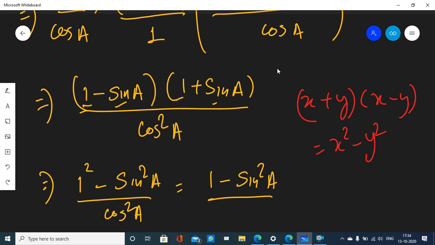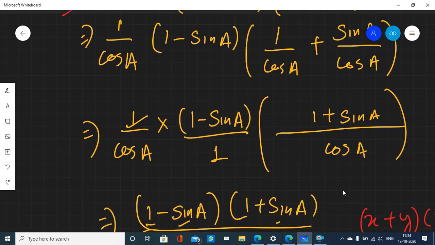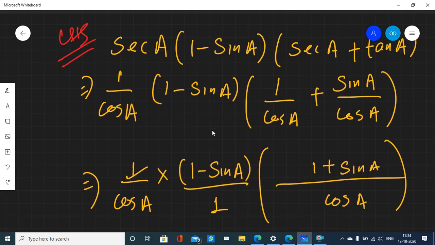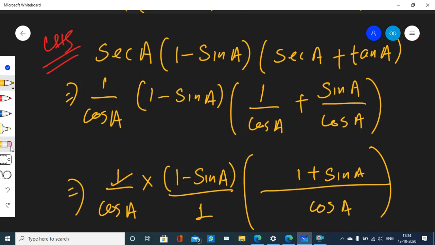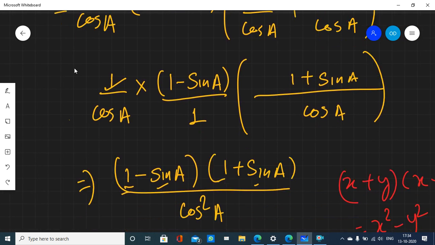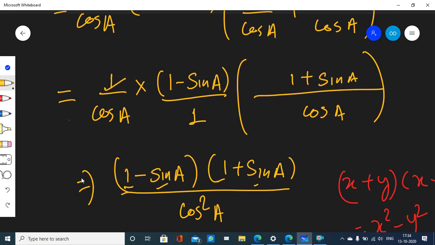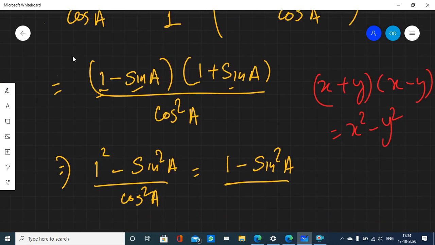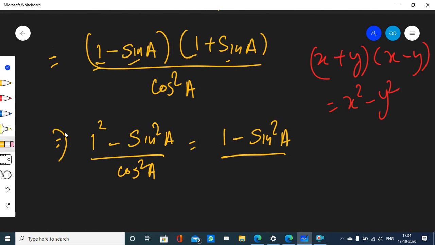Hey, why am I absent-mindedly putting implies marks here. No. You have to put equal mark. Absent-mindedly I'm doing this. You have to put equal mark here. Okay. This is equal to this. This is equal to this. Right? Okay. Equal to. So 1 minus sin square a divided by cos square a.